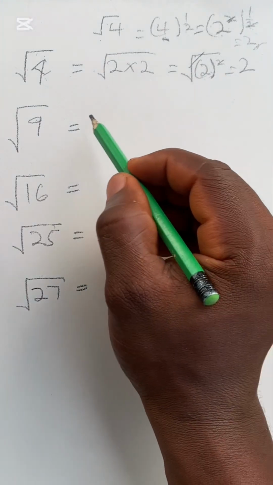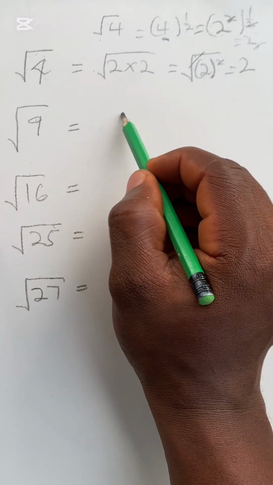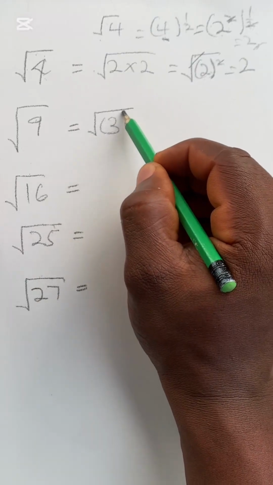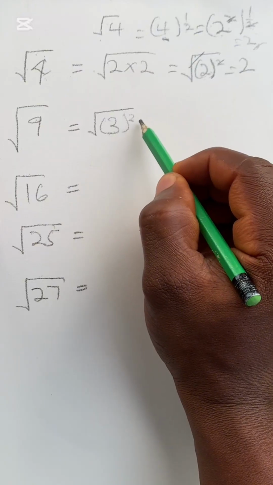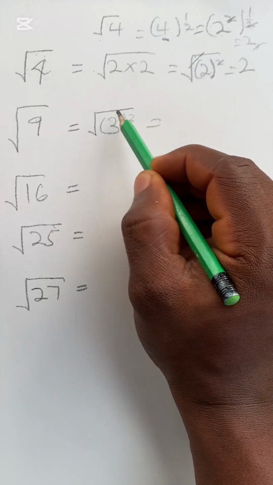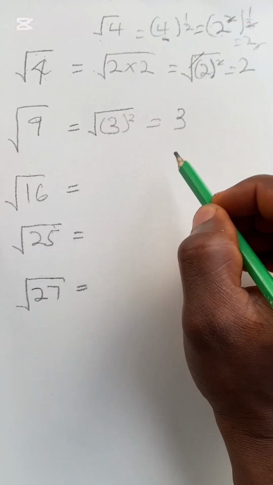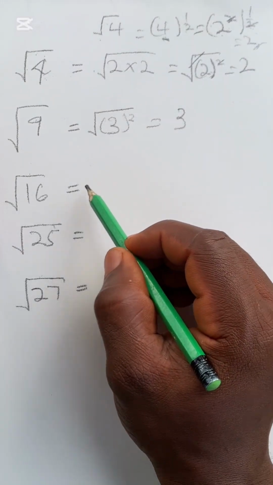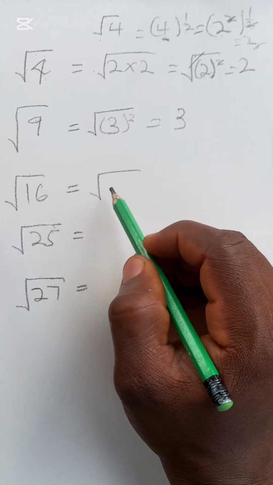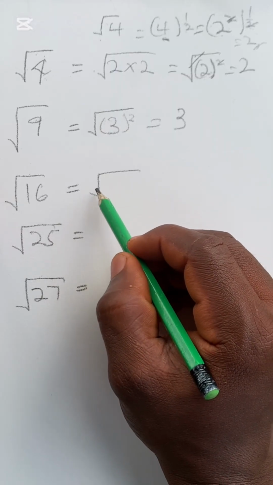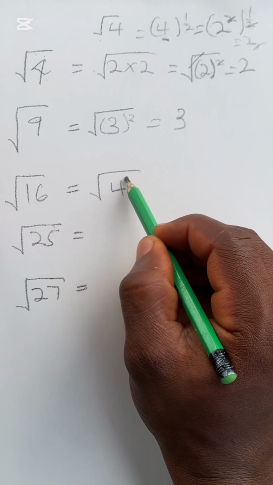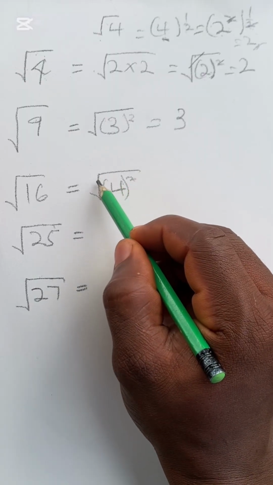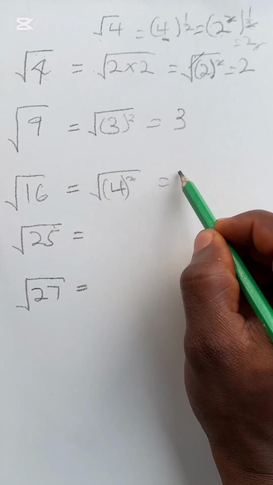The same thing applies here. Here you can say 3 times 3, which is 3 squared. Then the square cancels the square root, resulting in 3 as the answer. The same thing applies here. 4 times 4, which is what? 4 squared. Then the square cancels the square root, leaving us 4.